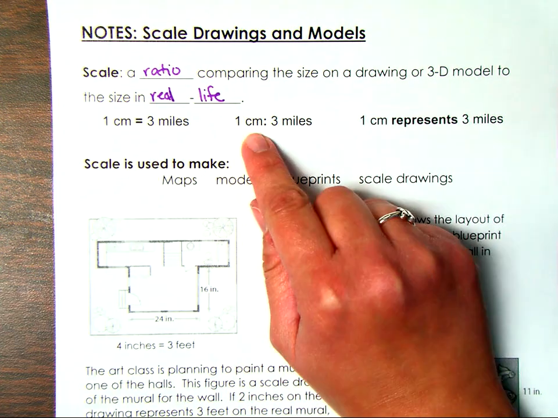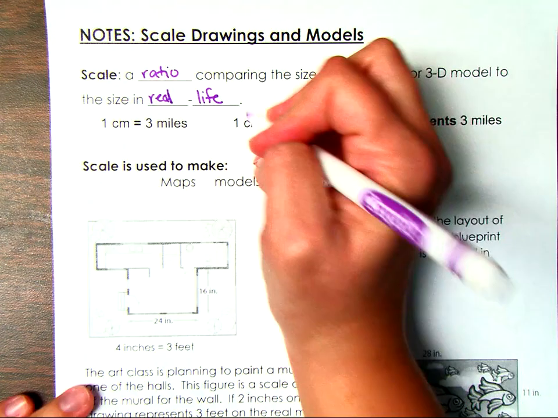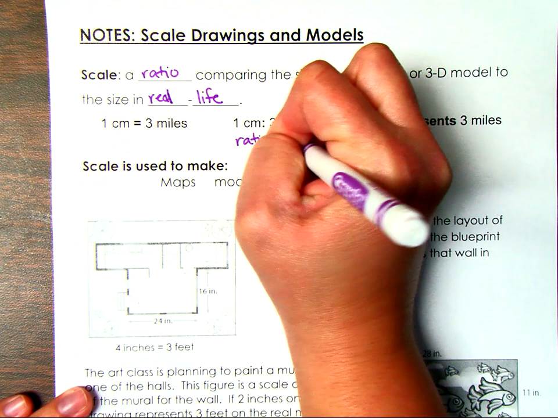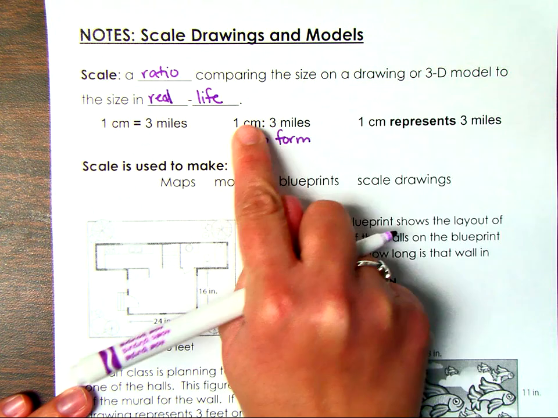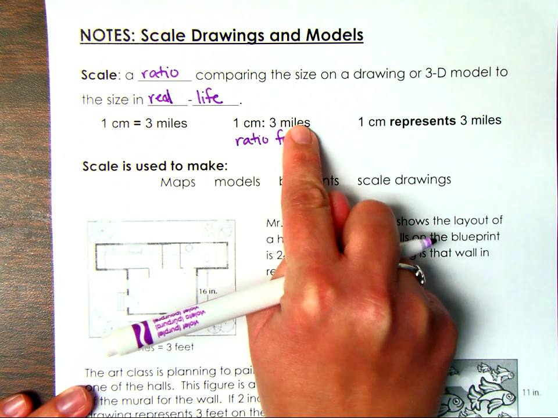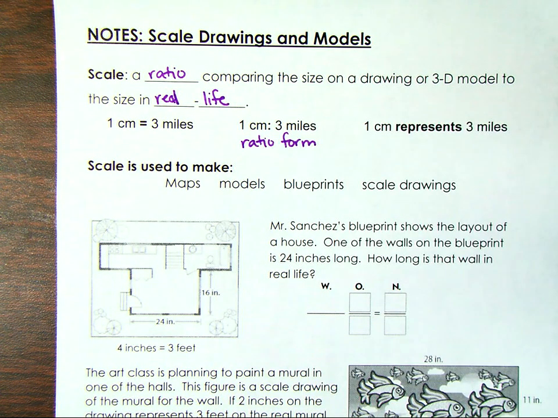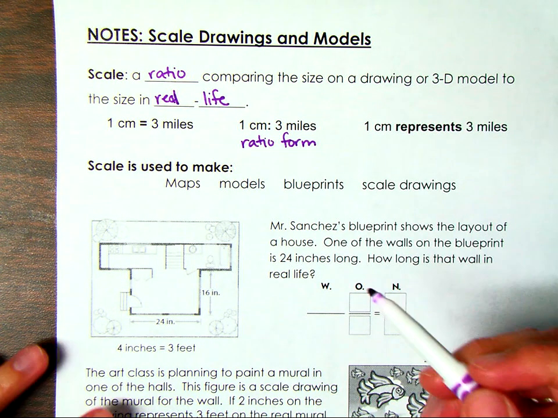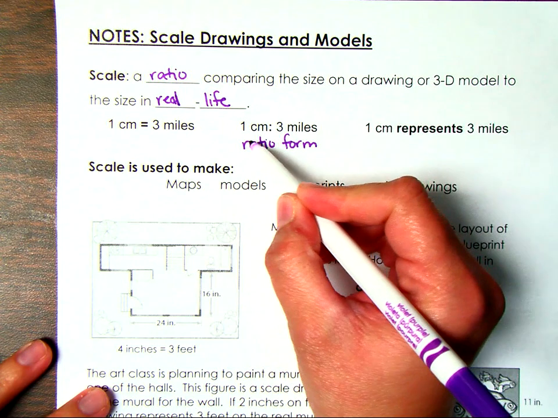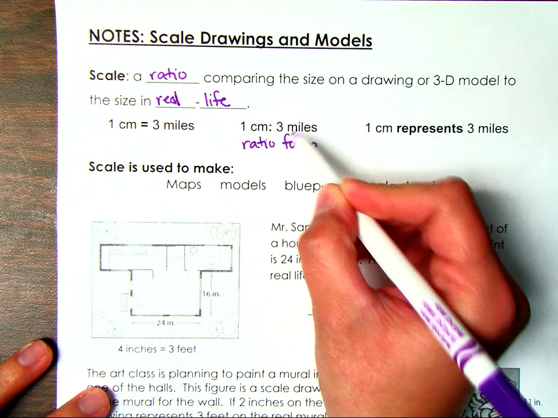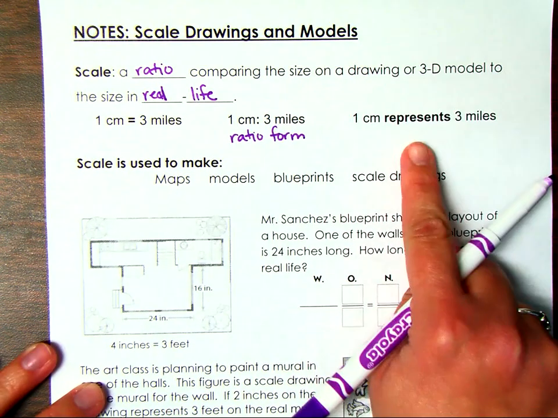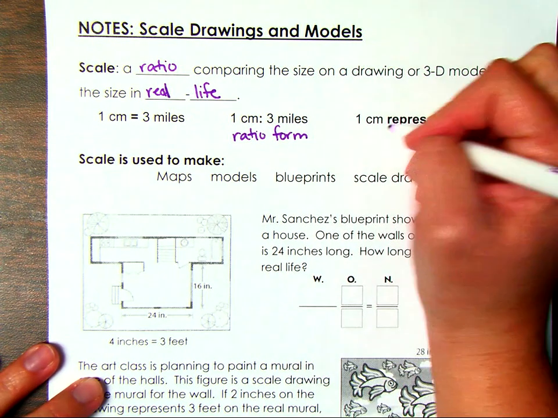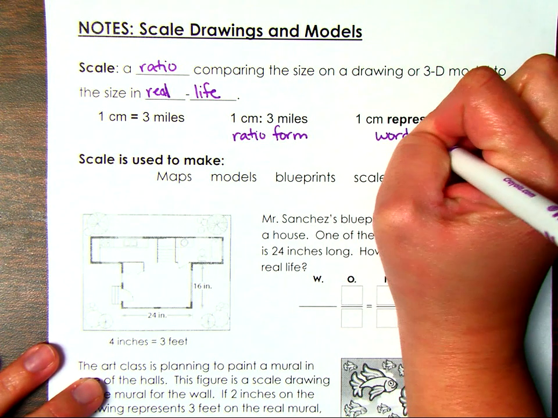This is called ratio form, and I'm going to write that underneath. So this is ratio form: 1 centimeter to 3 miles. Because remember, ratios look like fractions, but we don't say 1/3, we say 1 to 3. And in this situation, they're saying 1 centimeter to every 3 miles in real life. And then this one, 1 centimeter represents 3 miles, is just in words.